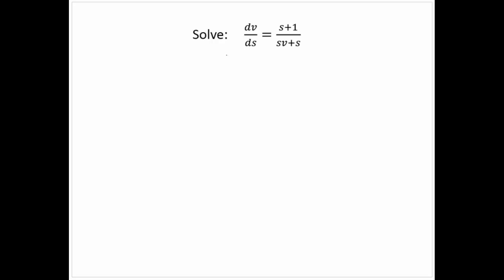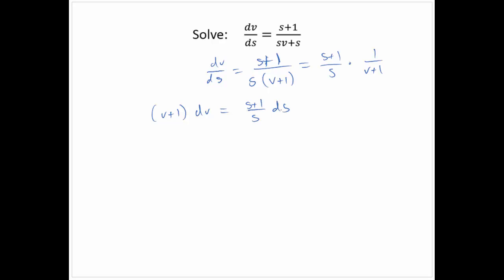The first thing I would notice here is I can write dv/ds as (s plus 1) over, and use some factoring here, writing that as s times (v plus 1). And so that's (s plus 1) over s times 1 over (v plus 1). So what I'll do is multiply by the v plus 1 and by the ds, writing this as (v plus 1) dv equals (s plus 1) over s ds. And then I'll integrate both sides.